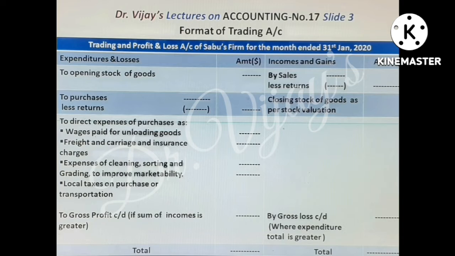We have seen gross profit equals net sales minus cost of goods sold. How the cost of goods sold is shown here, please note. First is opening stock of goods plus net purchases plus direct expenses minus closing stock of goods. Okay, that is cost of goods sold. Sales minus cost of goods sold is gross profit, and this is the way how items are shown in trading account. The final result, if credit side total is high, then gross profit. If debit side total is higher, then gross loss. That will be brought down, and then profit loss account will continue.